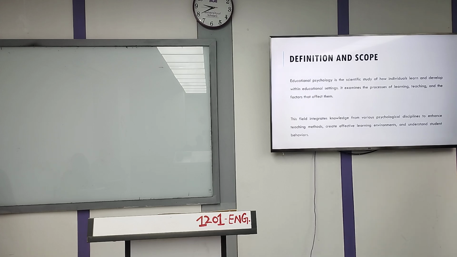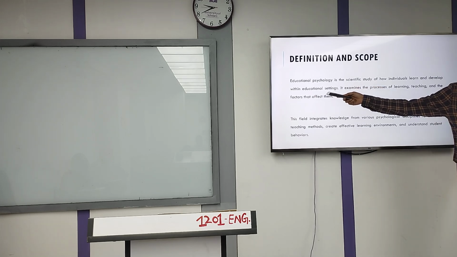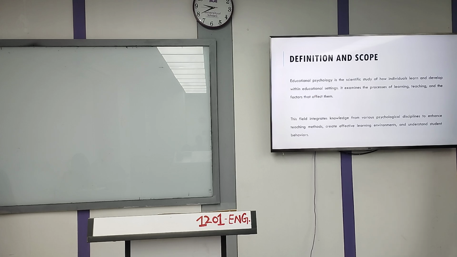Okay, so definition, scope. The definition: educational psychology is the scientific study, most important things, scientific study of how individuals, I mean human beings, human individuals, learn and develop within educational setting. Do you know what that means, setting? Classroom. Place, that's right. Setting means where the whole happening is set in.